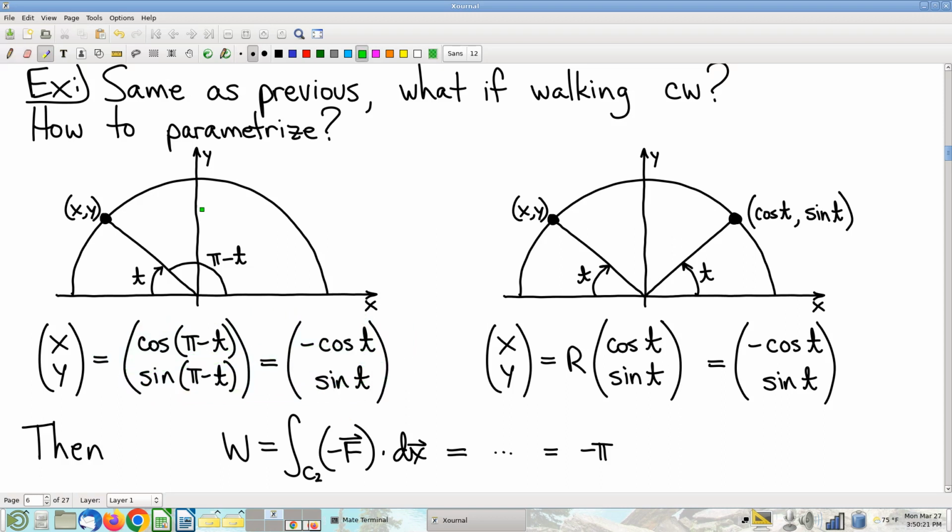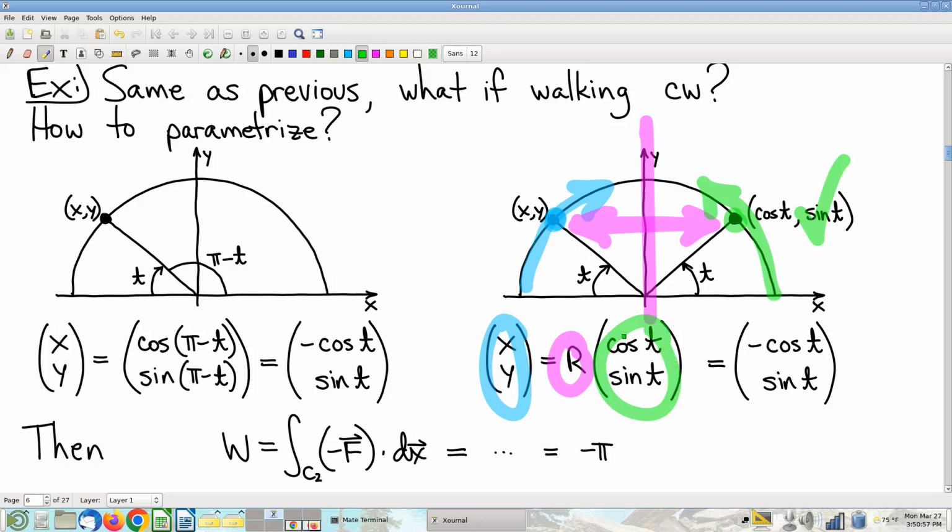Okay, now that's method number 1. Now let me show you method number 2 for how to parameterize this curve. Again, keep in mind, going clockwise across the top half of the unit circle. Here's the clever idea. That parameterization is a reflection over the y-axis of this parameterization, which I already know. That's just a convenient observation, right?